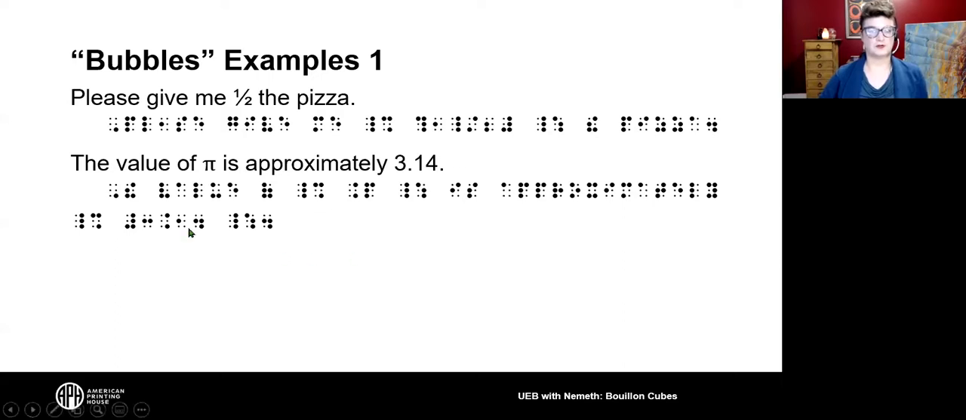So our transcription here would start in cell 3 for this paragraph. Cap the value of, open Nemeth, pi. It's just dots 4, 6 to say it's a Greek letter, and then the P is for the letter pi once we're in Greek letter territory. Then end Nemeth Code, and the words is approximately. Then another Nemeth Code bubble for 3.14. End our Nemeth Code because we're done with the decimal, and then end our sentence with the period after the bubble.